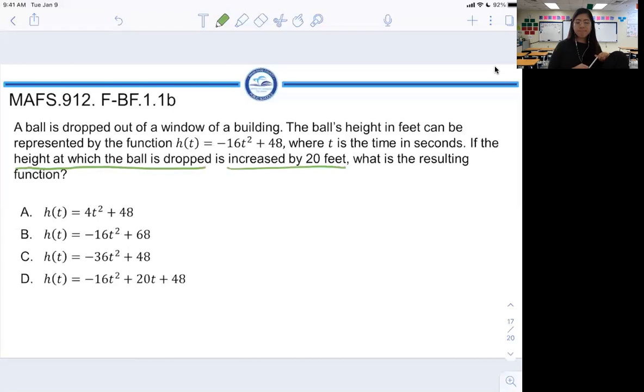Wait, miss, can you repeat that? I just got confused. Sure. So it's asking us if the height at which the ball is dropped is increased by 20 feet, what is the new function? Well, the height at which the ball is dropped corresponds to something on the graph of that function. What is that corresponding to? The y-intercept? Yeah, that would be my y-intercept.